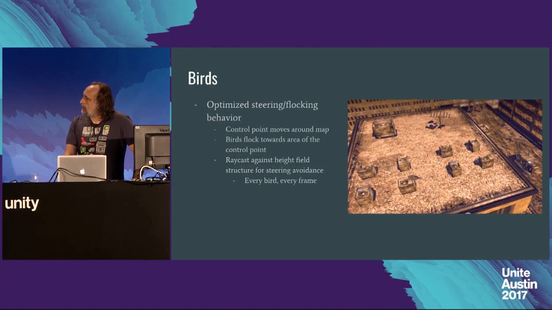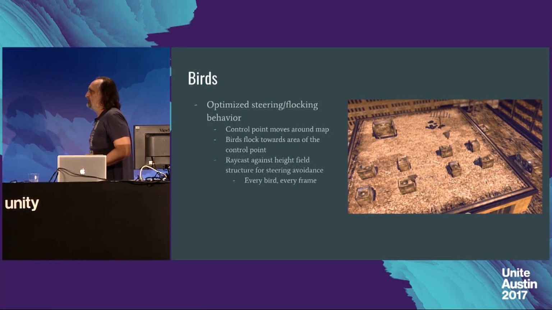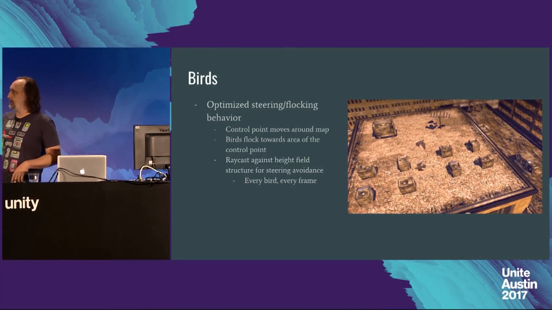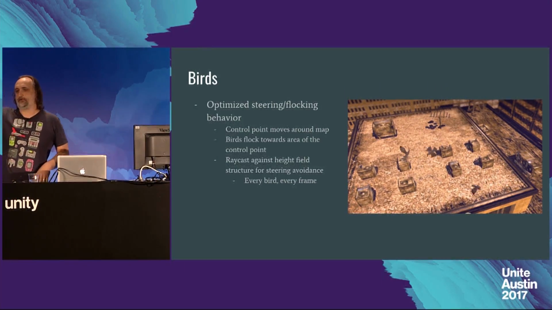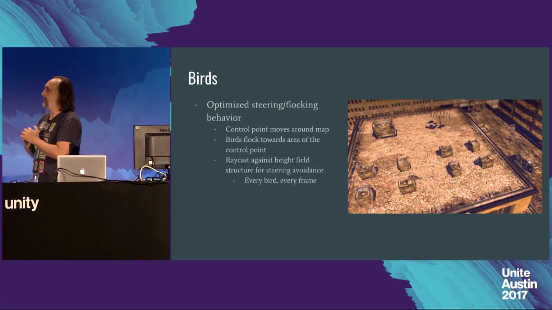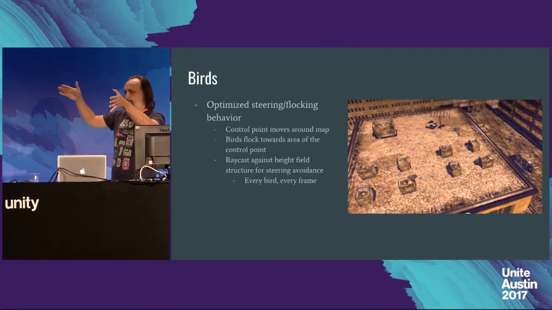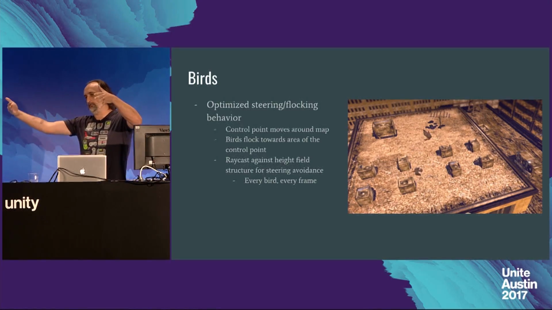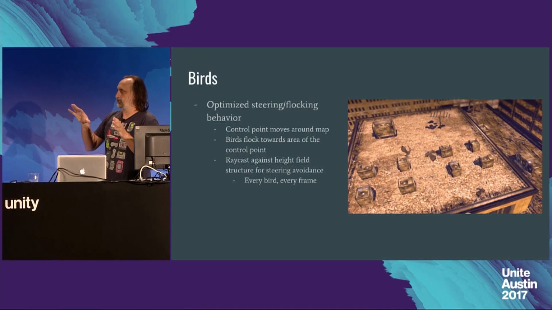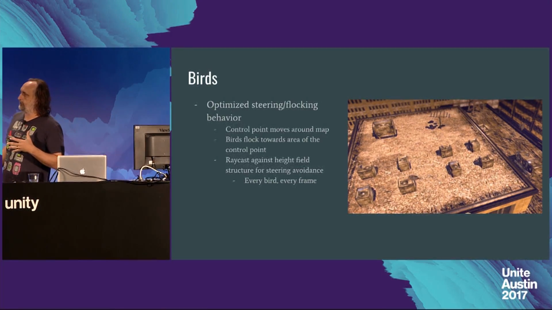And so we have a lot of ambient life too, like birds, flocks, and things like that. And what we do for their behavior is we basically teleport a control point around the area, and then they all flock to the control point. And when they're flocking, they actually raycast out and look at the height field data to figure out whether they need to fly up over a building or around it, and do sort of a typical steering behavior around the map. And we'll do this with hundreds of birds every frame.